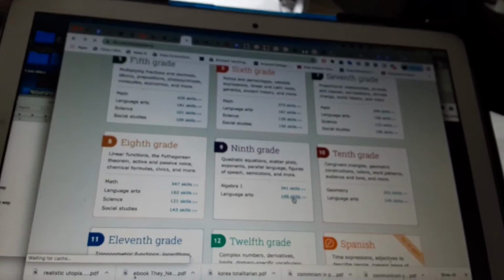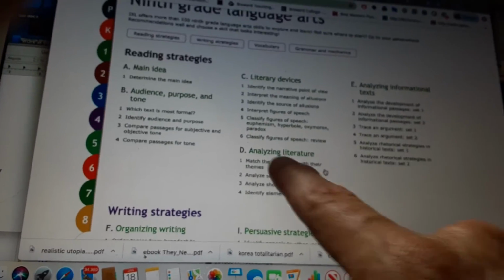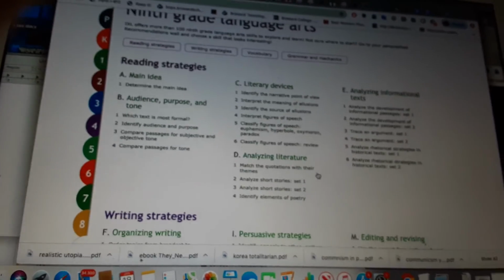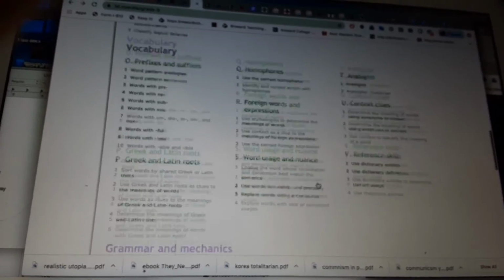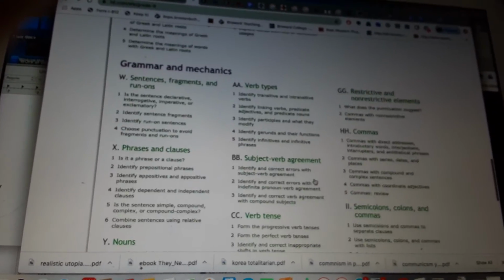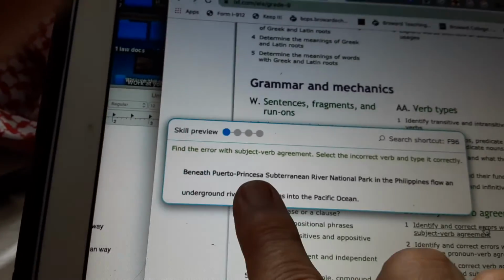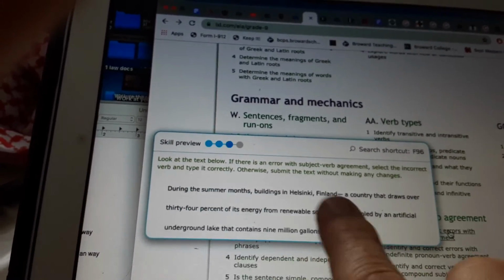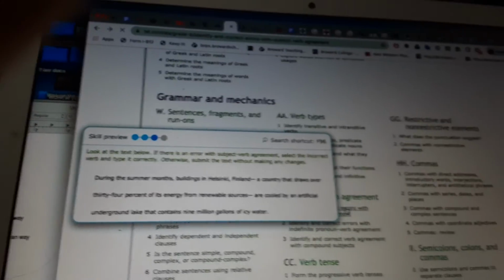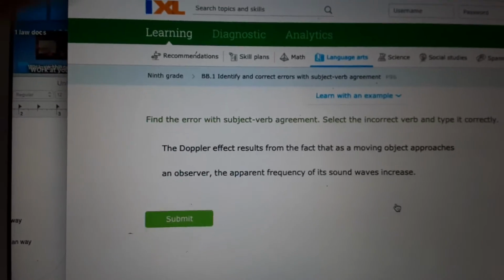So you can go here and look at all these interesting things, right? Analyzing literature, writing strategies. There's 140. There's vocabulary. Oh, there's grammar. Can you believe this? This one right here is very good. So you have to make sure that they agree between these things. Let's have a look at one of these. What does this look like, for example?